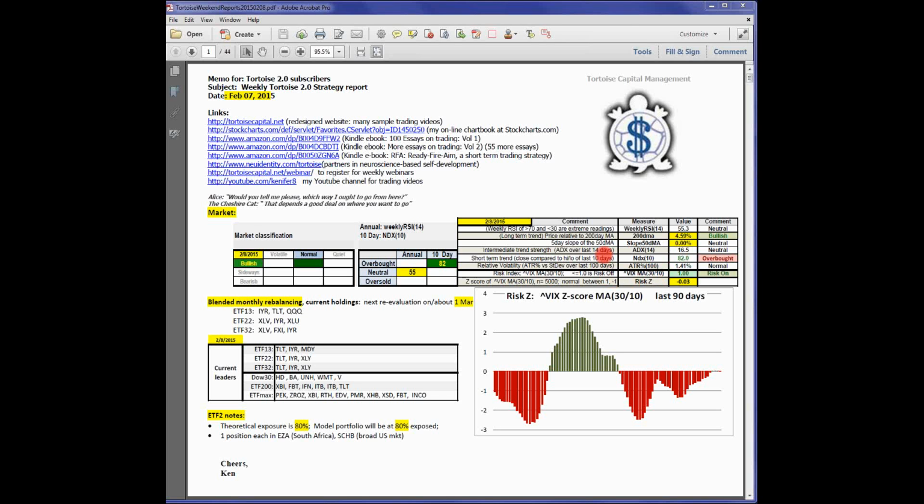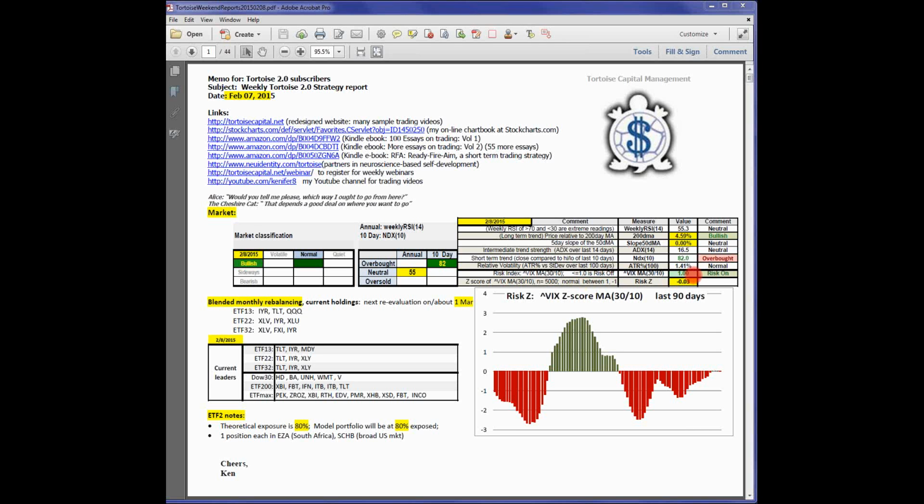The risk index is the 30-period moving average of the VIX divided by the 10. 1.0 is the threshold between risk on and risk off. We are right at that level. That's 1.0, so we are risk on. That gives us a normalized score on the risk Z of minus 0.03 standard deviations.